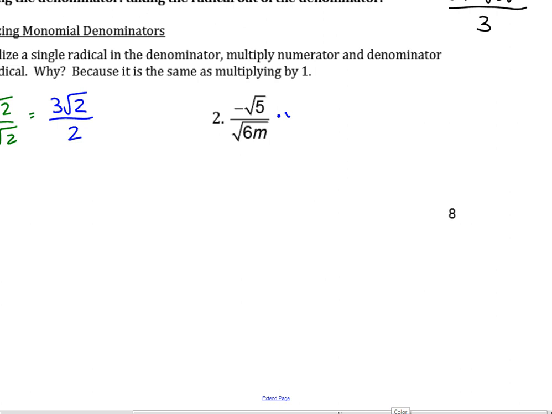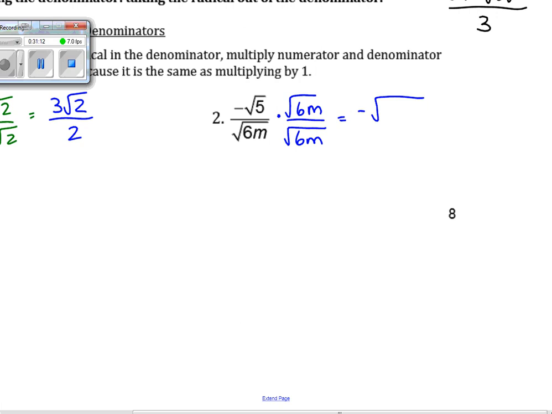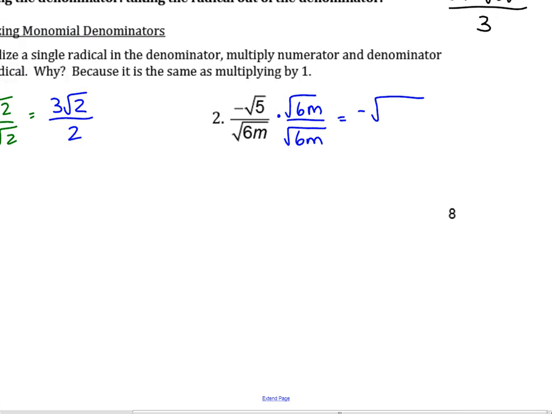Root 6m and root 6m. So we're left with negative root 5 times 6m, divided by what? Just 6m.